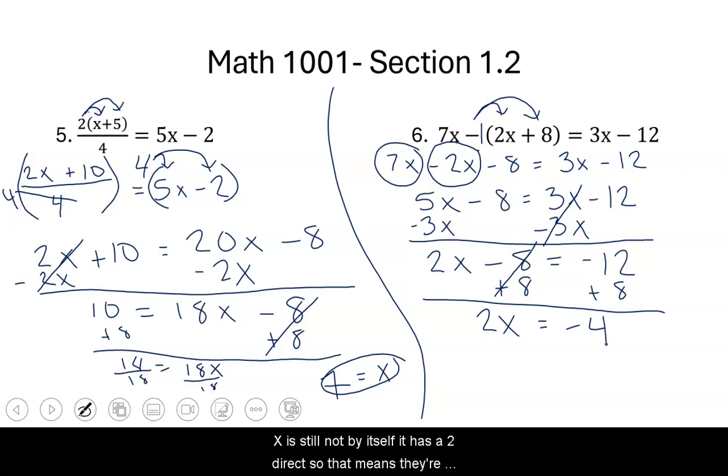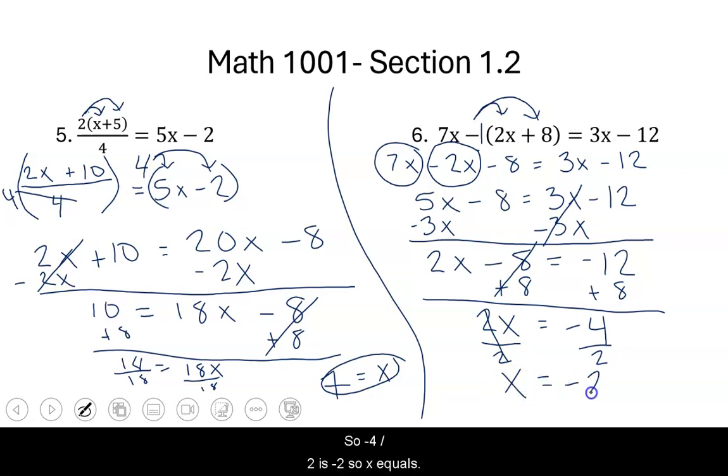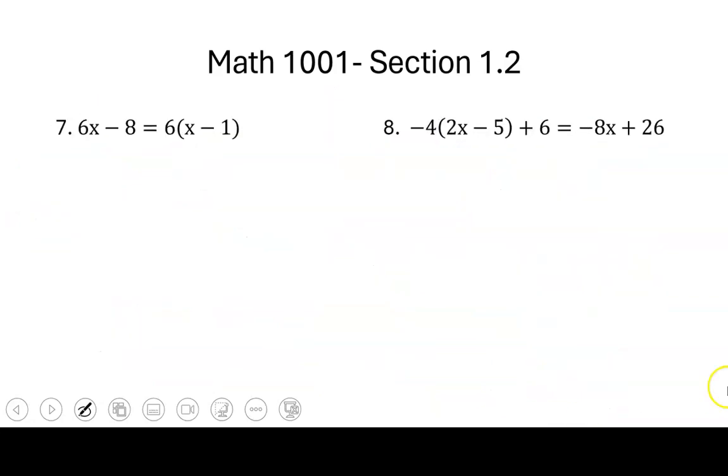x is still not by itself. It has a 2 directly in front, so that means they're connected through multiplication. So the opposite of multiplication is division. So I'm going to divide both sides by 2. So negative 4 divided by 2 is negative 2. So x equals negative 2.